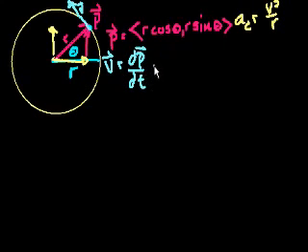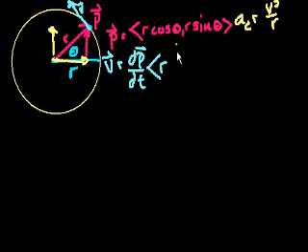Let's take the derivative of the x term first. Well, r is just a constant, so it doesn't change. We can just take the r out. And then what's the derivative of cosine theta with respect to time? Not with respect to theta. Remember, we're taking the derivative with respect to time. So we do the chain rule.